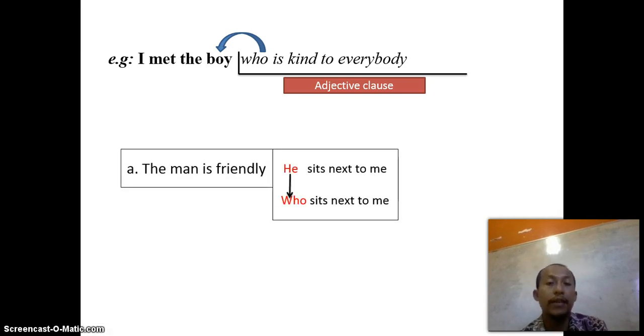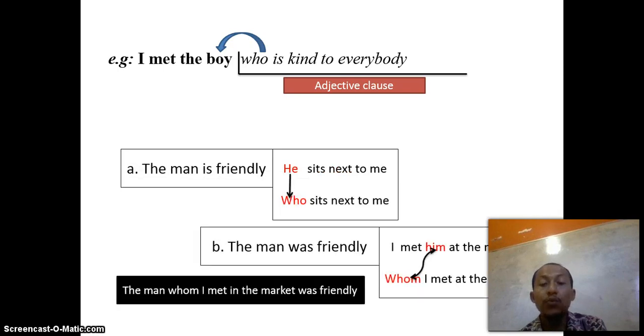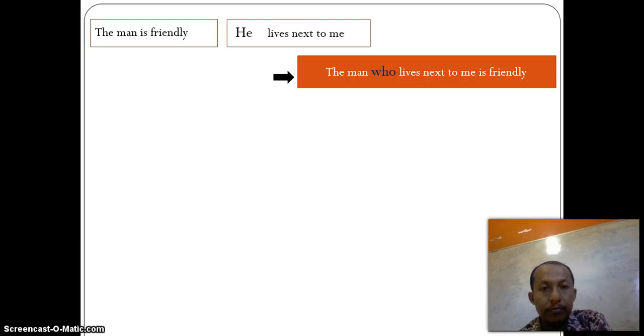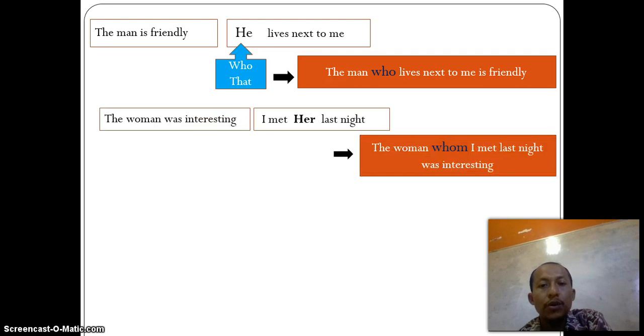This is an additional example for you to understand. This one is to replace an object of persons, so we can use whom. The man was friendly. I met him at the market. The man whom I met in the market was friendly. So to replace him, we have to use whom. Now these are the previous examples of connectors of object and subject.